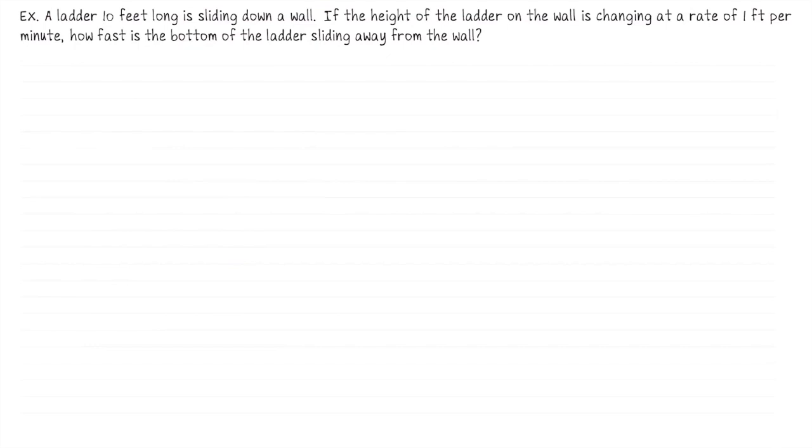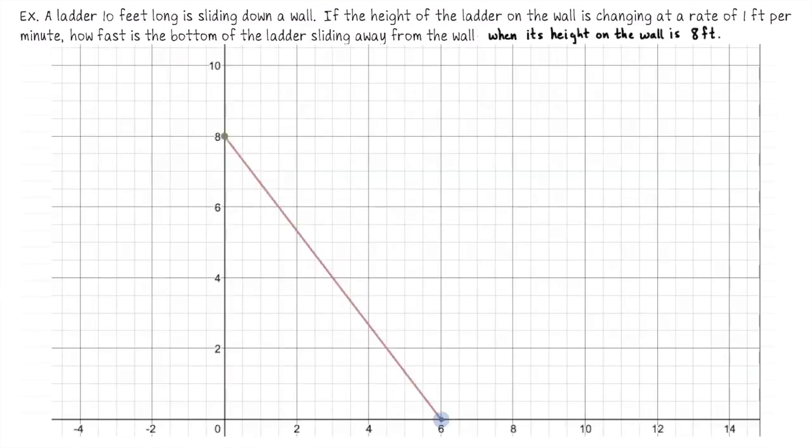Okay, so here's a Desmos graph showing what's happening. We have a ladder propped up against the wall, and the moment we're interested in is when the ladder is 8 feet high on the wall. The ladder is a constant 10 feet, so if the ladder were all the way against the wall, it'd be 10 feet tall, but it's sliding down. And if it kept sliding down, eventually it would just land on the ground.